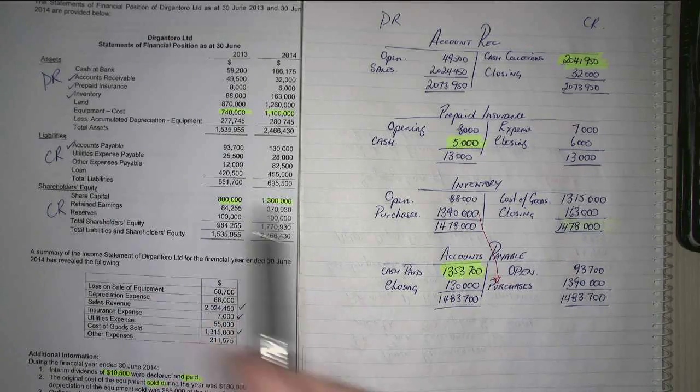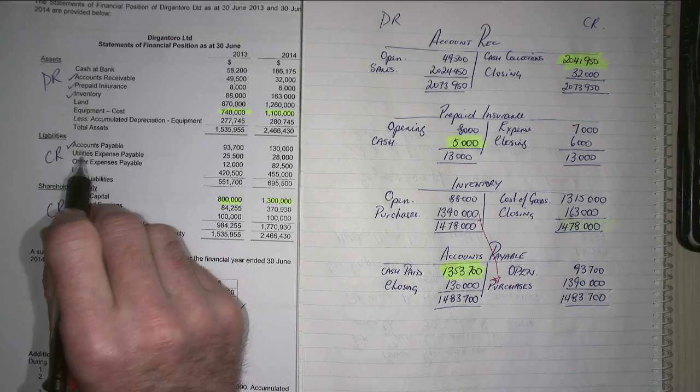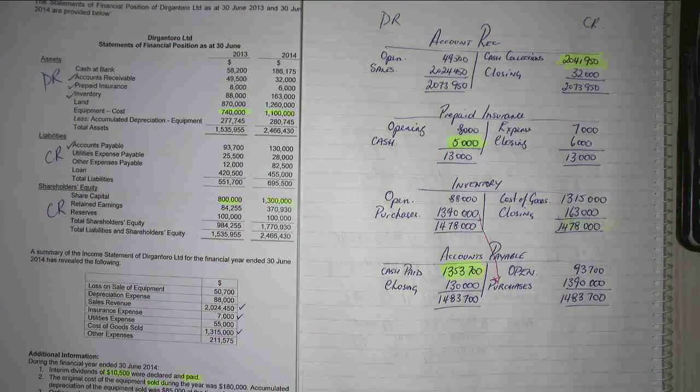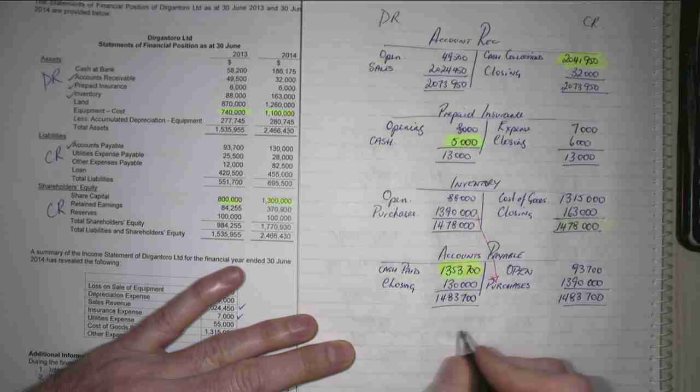Okay, so now my next item that I want to do is I'm going to continue with the other payables, the utilities and the other expenses. So, let's go. I'll do utilities first. Have I got the right colour? Yep.